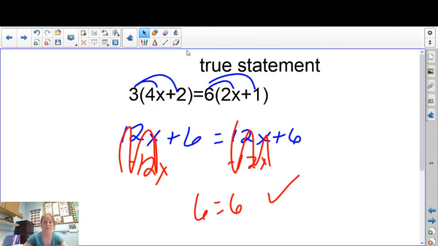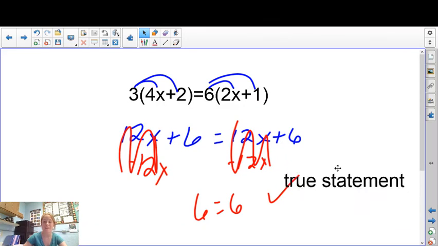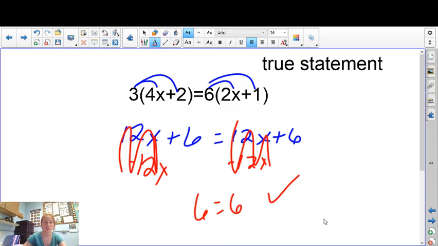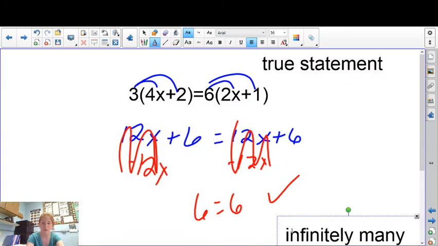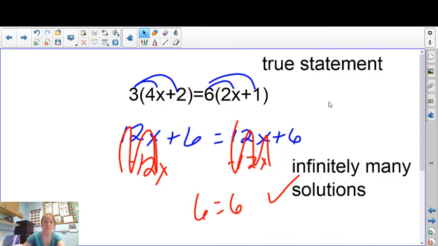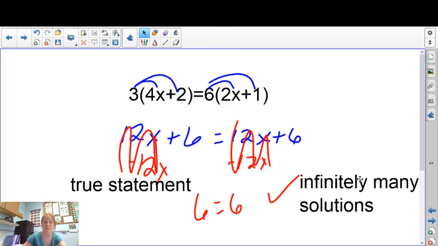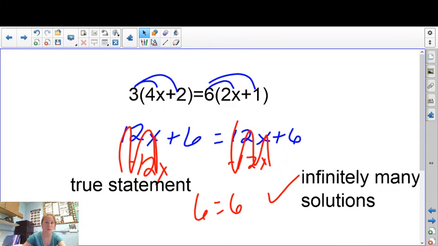like 6 is 6, 7 is 7, 100 is 100, then your final answer is infinitely many solutions. I can spell real good today. So because I got a true statement, 6 is equal to 6, my answer is infinitely many solutions.